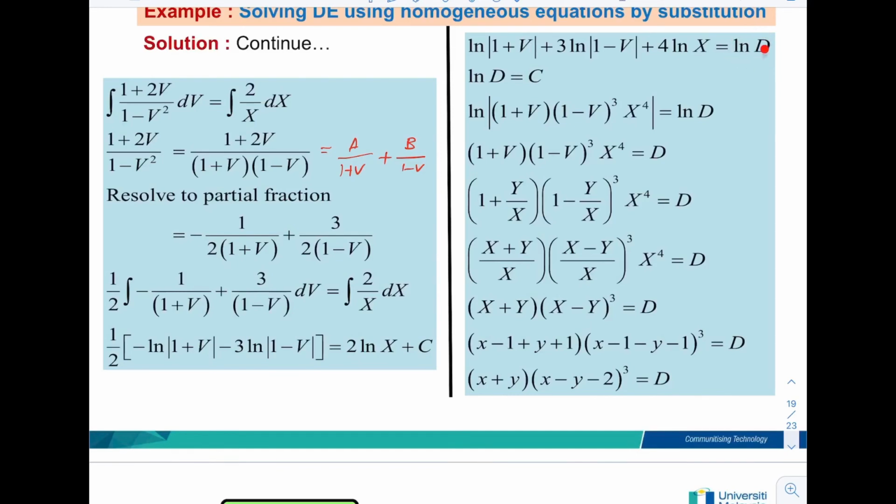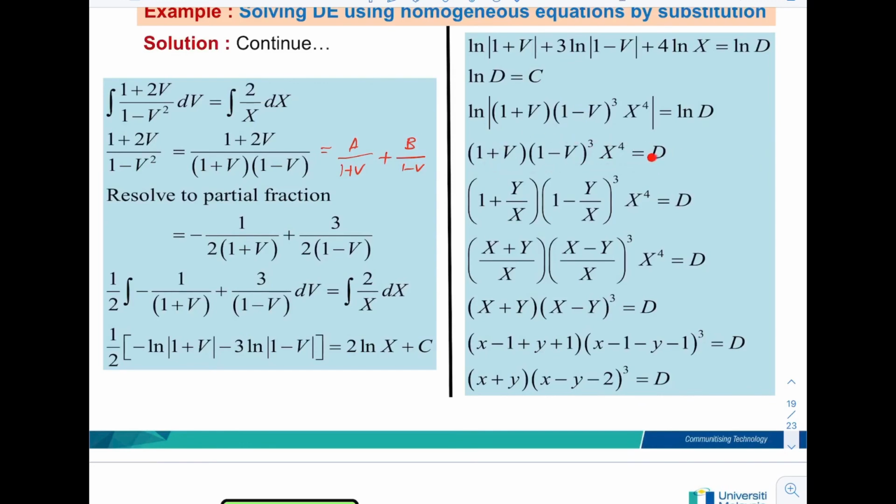Where do we get this one? Because over here we just have c. We just create this ln D from the c. Why is that? Because everything is in ln, right? So it is easy for us to do some elimination if everything is in ln terms. We create this ln D from the c, and then we merge the ln on the right and left, and then we can simplify like this.